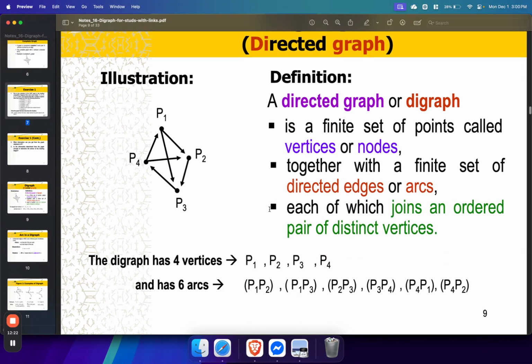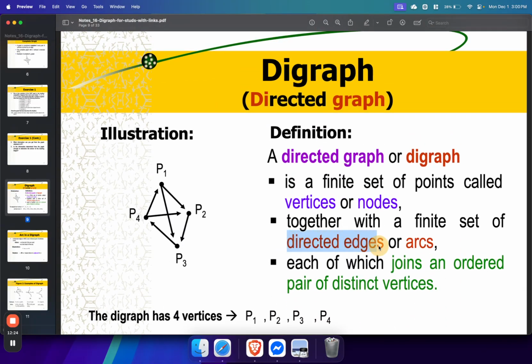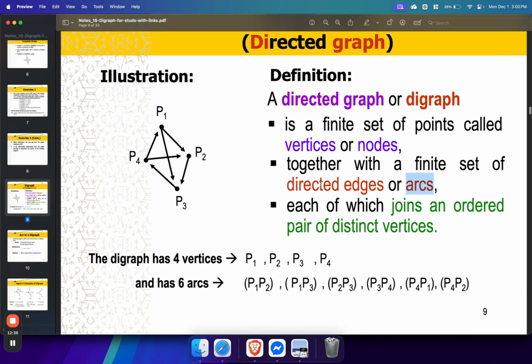If it becomes a directed edge, or an edge or a line with an arrow, it can also now be called an arc. So that we just remain consistent, I'm going to start calling it an arc moving forward. So, you have a finite set of points called vertices or nodes together with a finite set of arcs, each of which will join an ordered pair of distinct vertices.